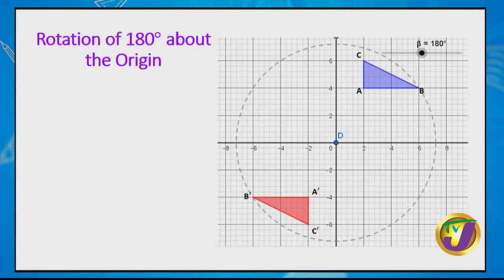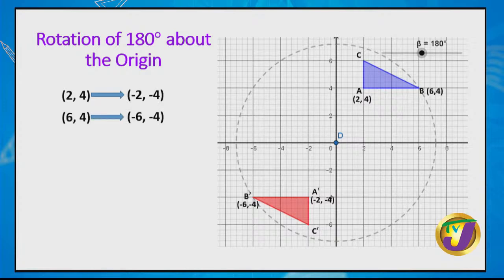All right, let's look at the coordinates quickly, because we have so much to explore. We're still looking at A, which had the coordinate 2, 4, and A prime now has -2, -4. Let's look at B. We had 6, 4, and now B prime is -6, -4. Let's look at C. 2, 6, and C prime is -2, -6.